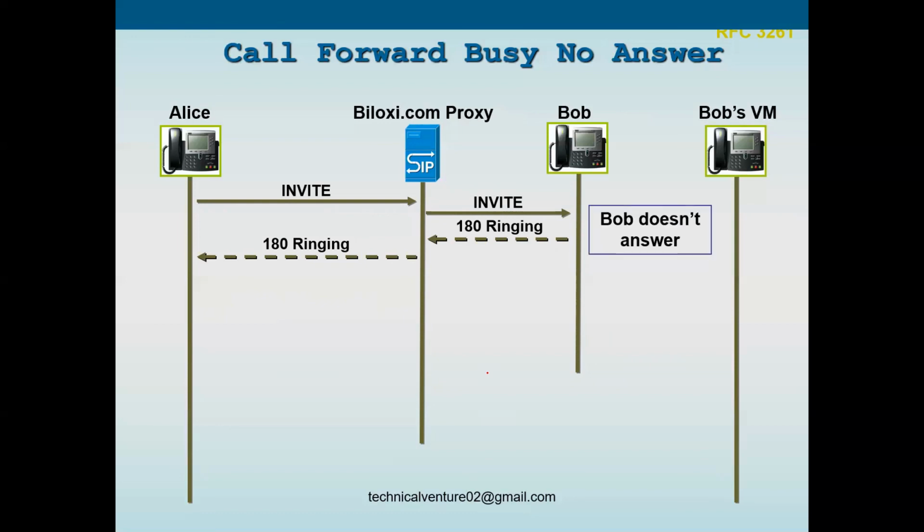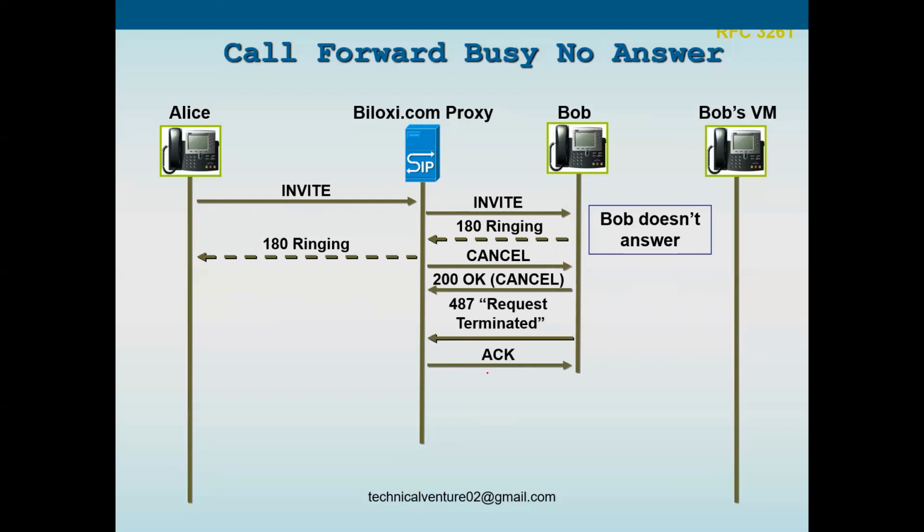So there is an invite to the proxy, then an invite from proxy to Bob. Then Bob will send 180 ringing, like you can hear the ring back tone, but Bob will not answer. So the proxy will send the cancel message because Bob is not answering. Then it will acknowledge with 200 OK cancel. It will then send the 487 request terminated, and then proxy will send the acknowledgement. So the request is terminated from Bob's side.